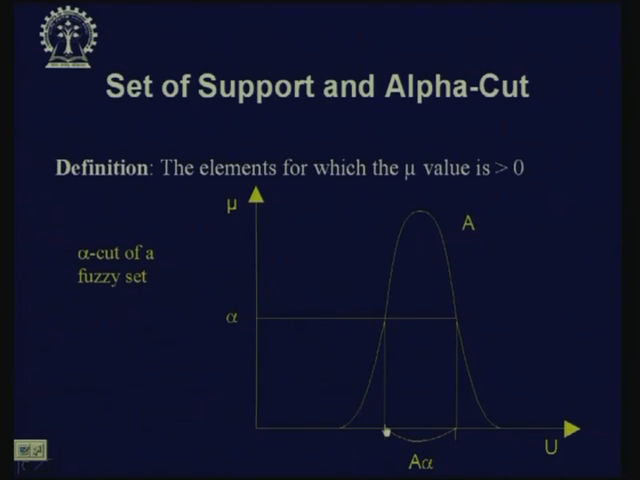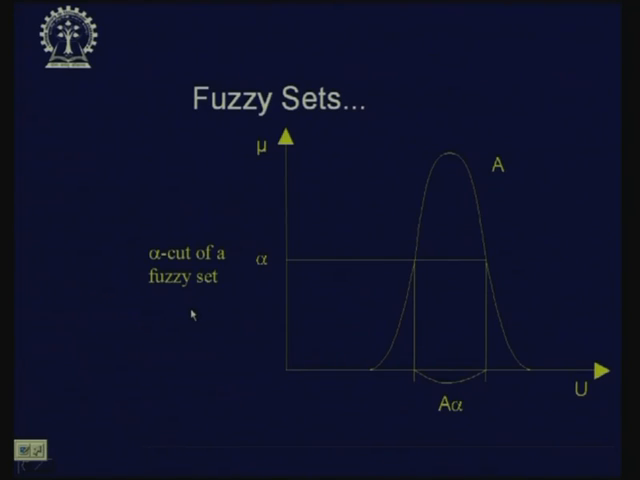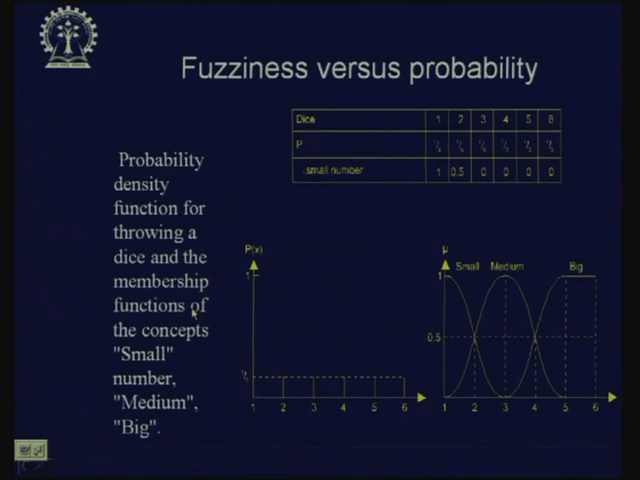So, all these elements in this zone have got membership values greater than or equal to alpha. So, only these values will be in the alpha cut of the fuzzy set A, all right. So, please note that the set of support and alpha cut which are derived from the fuzzy set A will be two different crisp sets, all right. So, this is again the alpha cut.